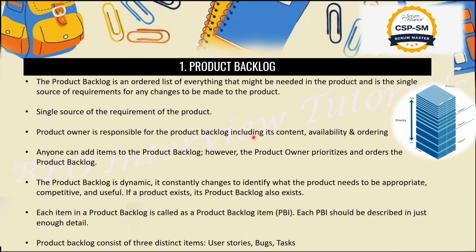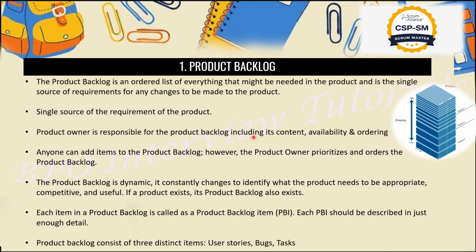Depending on the discussions and communications that happen, we will add our items there. We will say this feature is also good, we can include that. In this way we can add multiple things, but the priority needs to be set by the product owner. Product backlog is dynamic, it consistently changes to identify what the product needs to be appropriate, competitive and useful. If a product exists, the product backlog also exists. I already told you guys, if there is a product, there is a product backlog too.